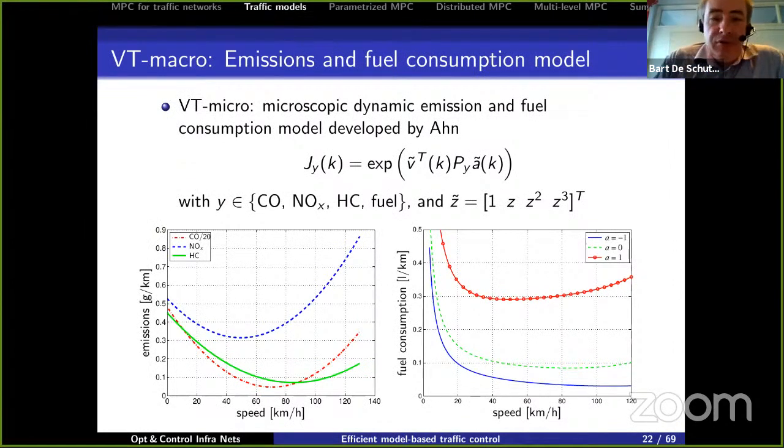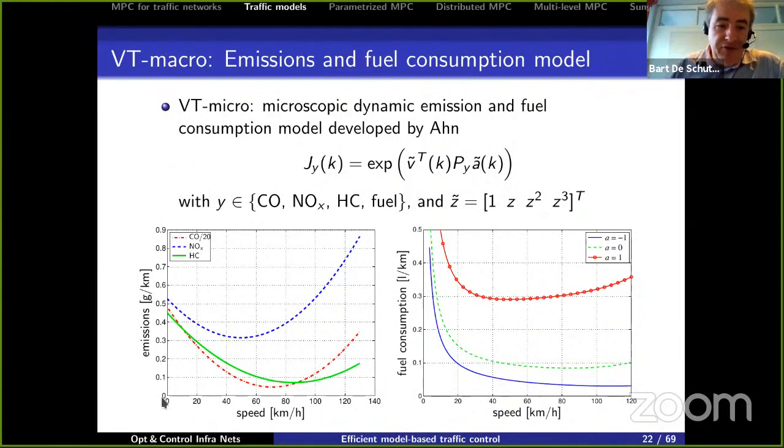Let's now not only focus on flow, but also on emissions. So I'm now going to present one of the possible models to describe the emissions of traffic. For this, we use the so-called VT micro model, which was developed by Ahn and his co-workers. In essence, there you describe the emissions, for example, CO, NOx, HC, or even the fuel consumption as a function of the speed and the acceleration.